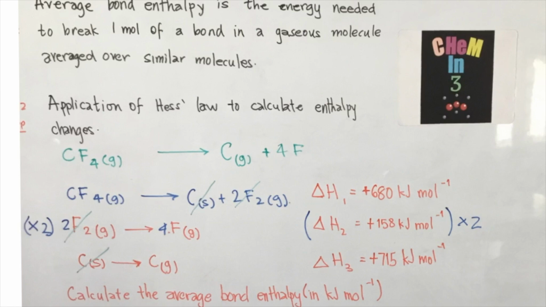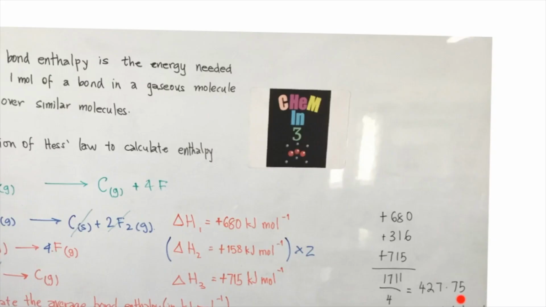But before you can get to that, you have to rearrange these equations so you can cancel. So rearranging all of these equations, multiplying this one by 2, you would be able to solve. And the final answer would come to 428 kilojoules per mole.